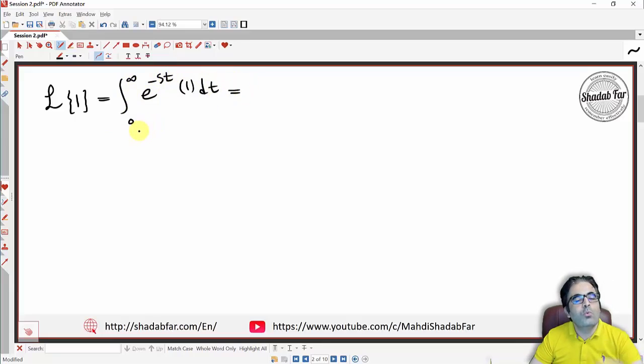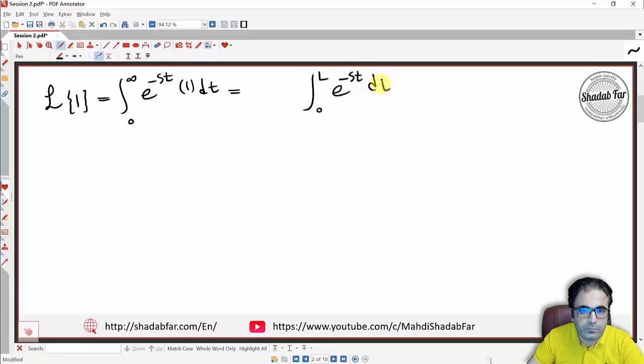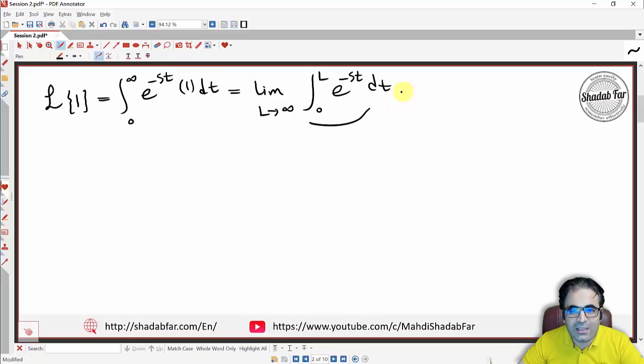I'm going to use a really nice trick. Instead of this plus infinity, I'm going to put L. So this would be the integral from 0 to L of exponential of minus st dt. And then I'll put a limit here that L approaches infinity. So these two are going to be equivalent, right? And this integral here is not difficult to calculate. I can simply calculate this integral.